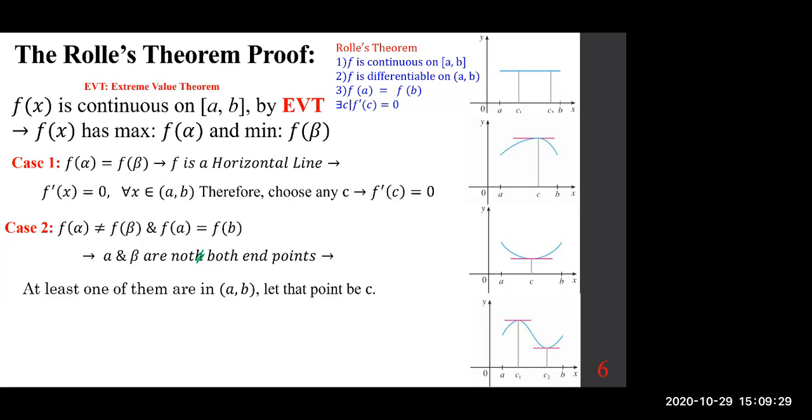So one more time. F of alpha is not equal to f of beta. Since f of a equals f of b, alpha and beta are not both endpoints. Remember, f of a equals f of b, right? So at least one of them is in the interval of a to b, either the max or the min. It doesn't matter, one of them. And f has a max or min.